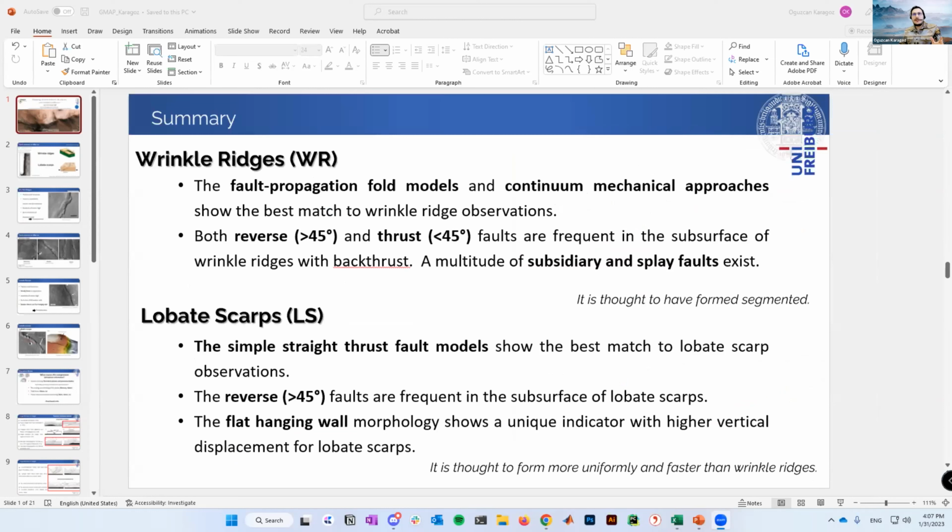The summary and fundamental point of this part is that for wrinkle ridges, fault propagation fold models and continuum mechanical model approaches are fitted for them.